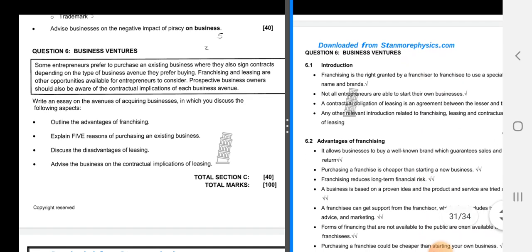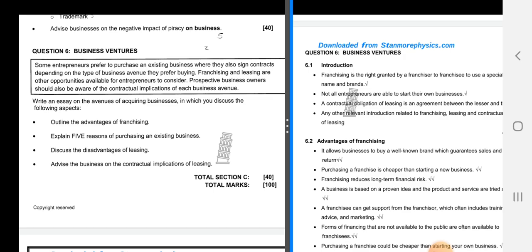You have to read that box. Some entrepreneurs prefer to purchase an existing business rather than starting their own, where they also sign contracts depending on the type of business avenue they prefer buying. So franchising and leasing are other opportunities available for entrepreneurs to consider. Prospective business owners should also be aware of the contractual implications of each business avenue.